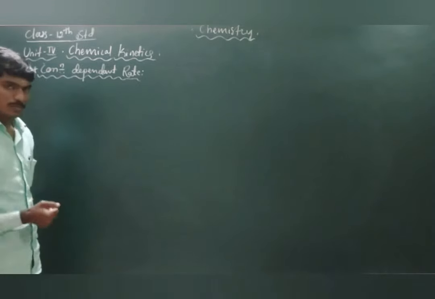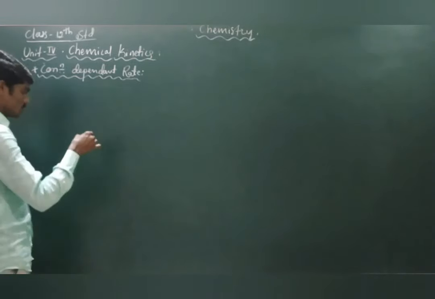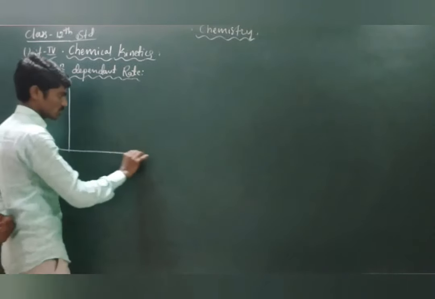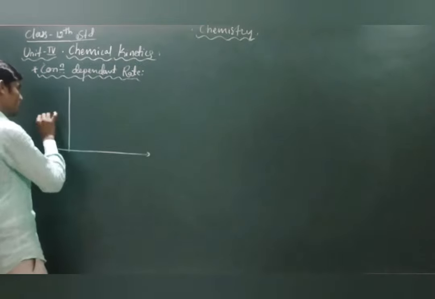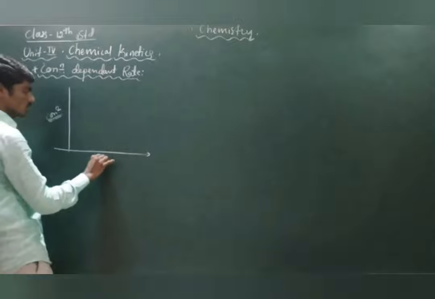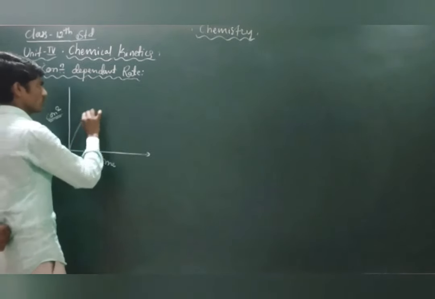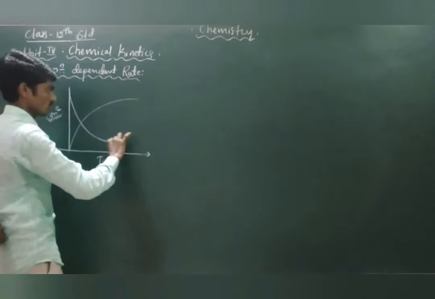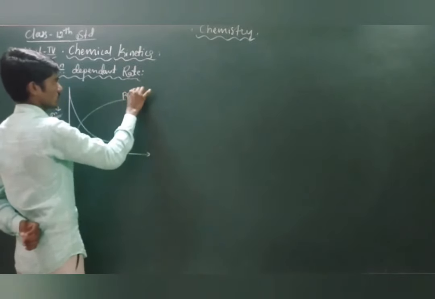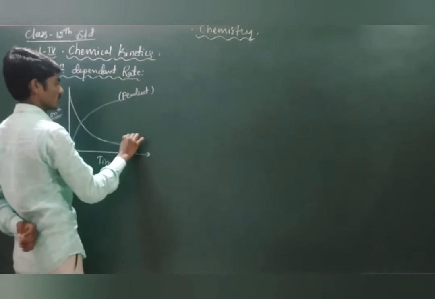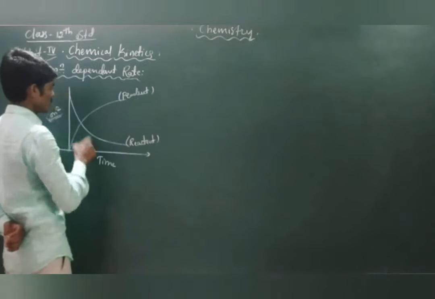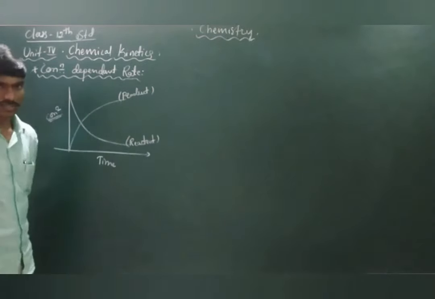And even in graphical representation you know that. I'm drawing a simple graphical representation, concentration versus time. So one curve represents the product and the second curve represents the reactant. The concentration of the reactant decreases and the concentration of the product increases.